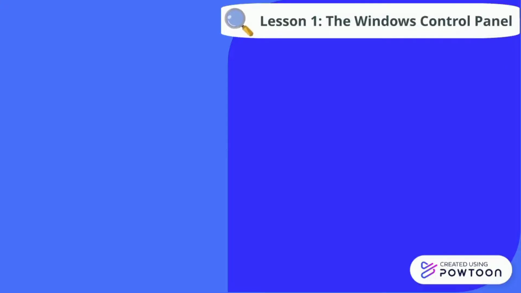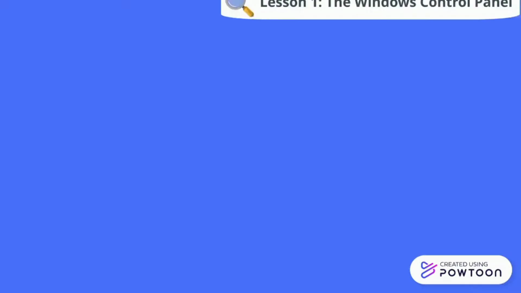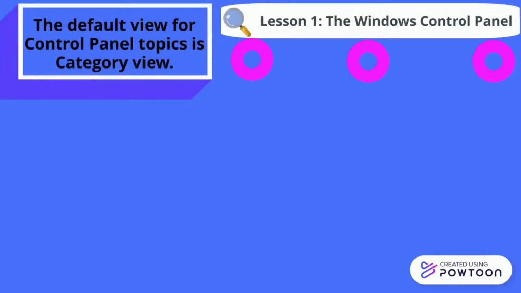The Windows Control Panel. The Control Panel is the area in Windows where you can access features to customize settings for devices on your system. You can access the Control Panel by typing the words Control Panel in the search box. The default view for Control Panel topics is Category View.